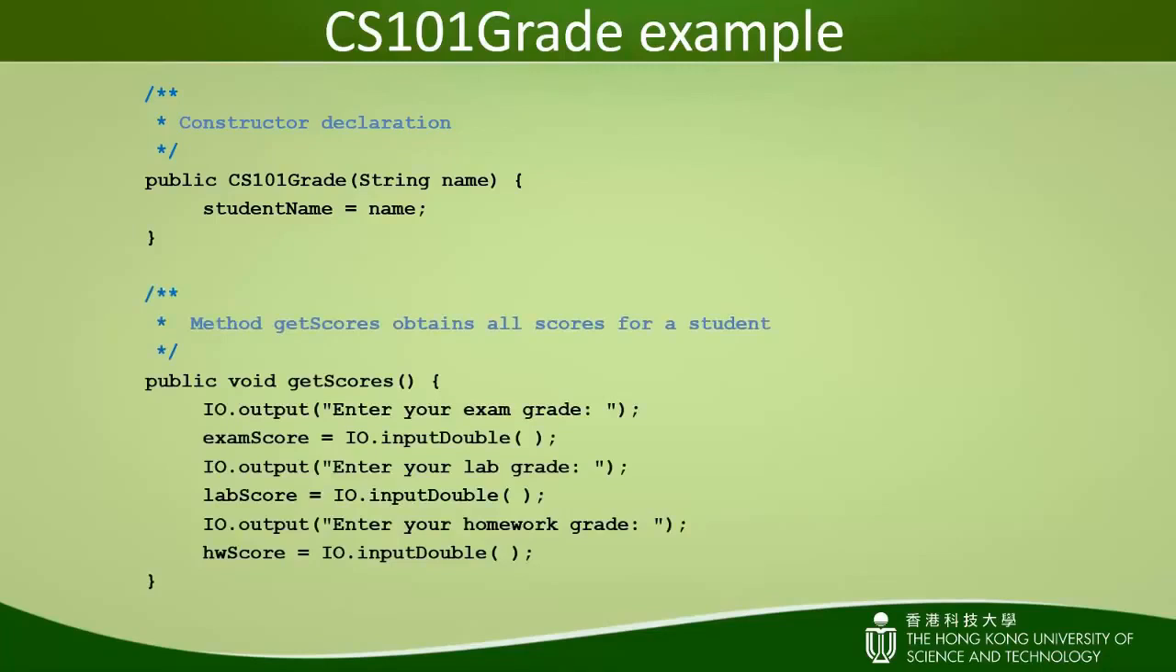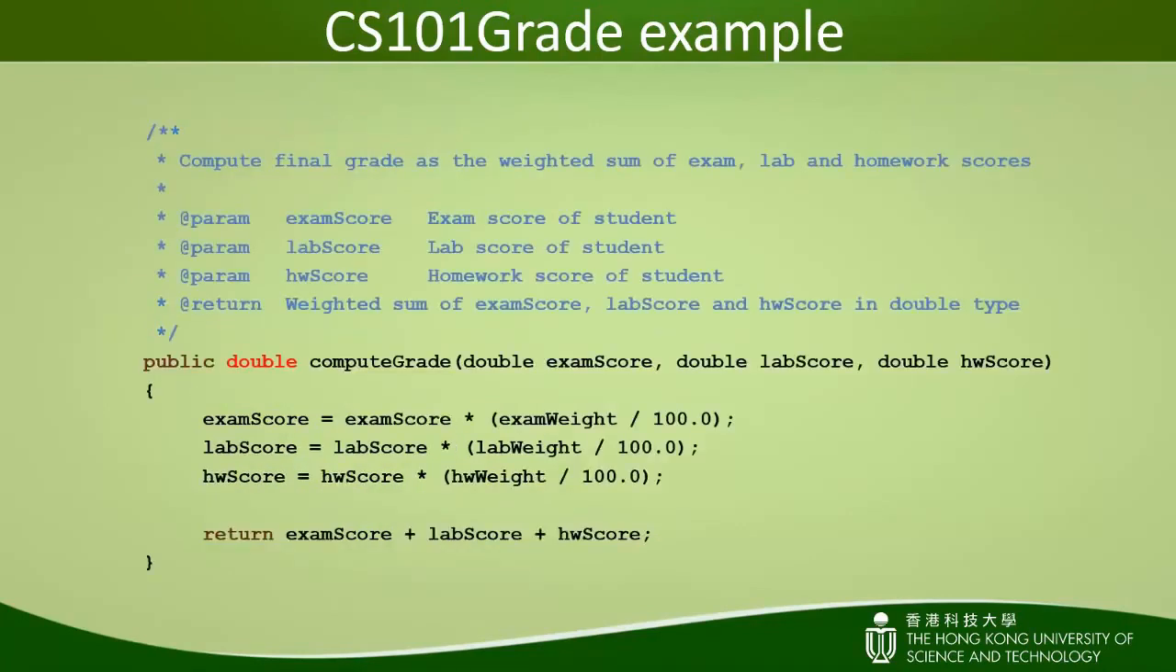We then declare a method for obtaining all scores for a student. The I/O statements are similar to the program before. The difference here is that we are grouping a set of similar actions into a method called getScores. This is the method for computing the final grades as a weighted sum of exam, lab, and homework scores. Notice that the method takes 3 parameters, all in double, and returns a value also in double. The return value is computed as the expression specified in the return statement.